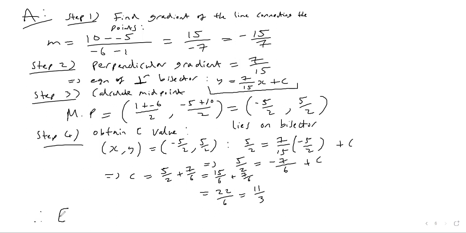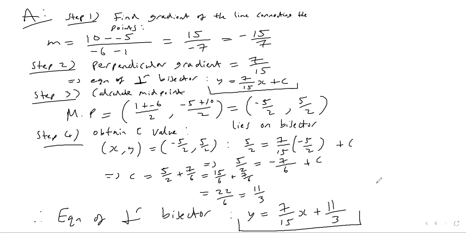So therefore the equation of the perpendicular bisector is going to be y equals 7/15x plus 11/3. So that would be our final answer. That would be the equation, again, of our perpendicular bisector. And that's exactly how we would find that equation.